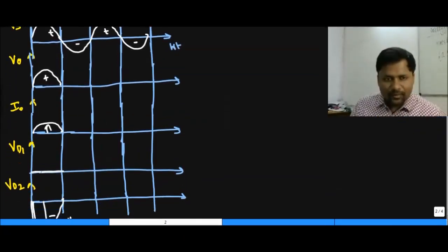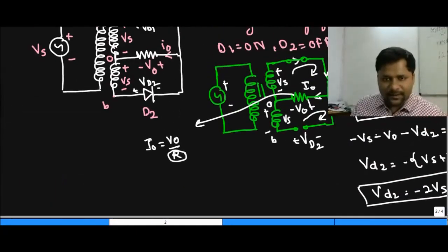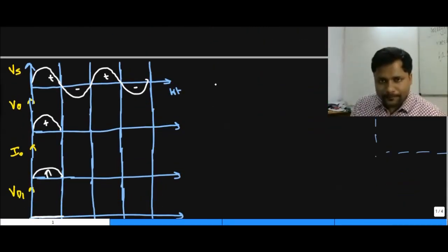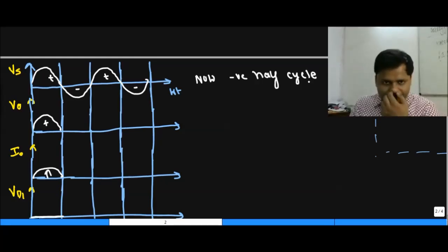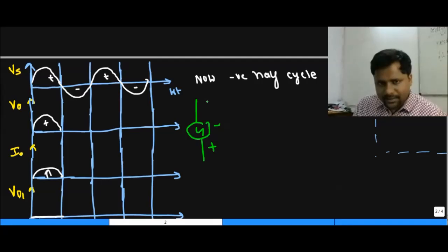This is the actual waveform that we are obtaining during the positive half cycle. Now come to the negative half cycle. In the negative half cycle, the circuit is going to be like this fashion. This is basically supply voltage is plus and minus. This is the full wave rectifier like this. This should be the transformer.